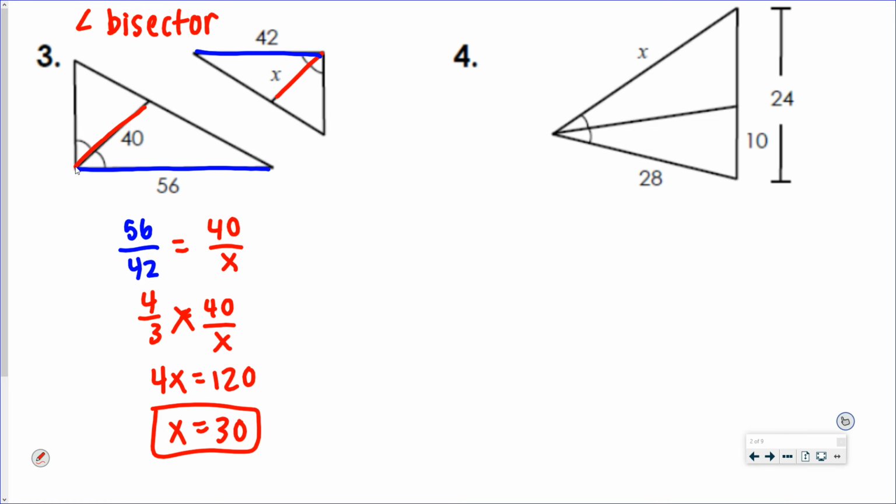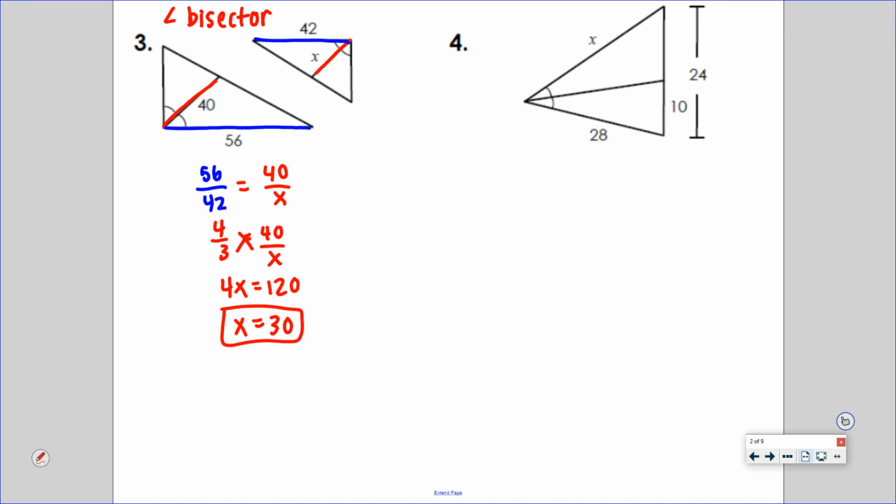This one's different because we don't have similar triangles. We don't have two sets of triangles. We just have one triangle. The other thing we learned is that the angle bisector splits this third side into proportional lengths of the opposite two sides. I'll highlight this for you. This length right here is obviously 10. What's the blue? 14.